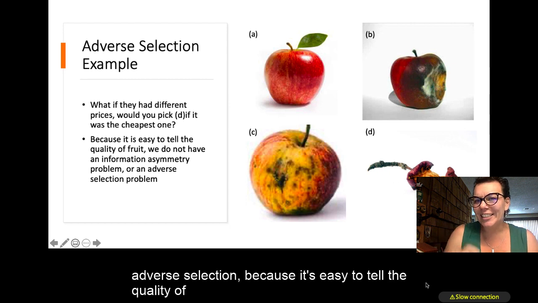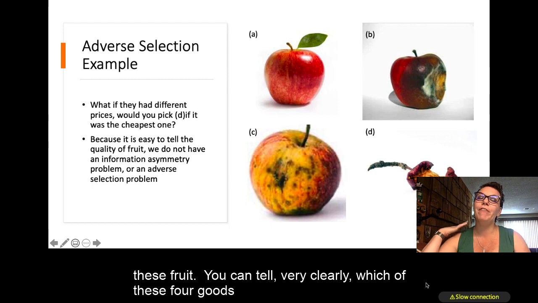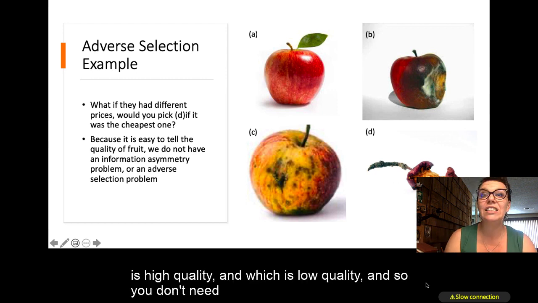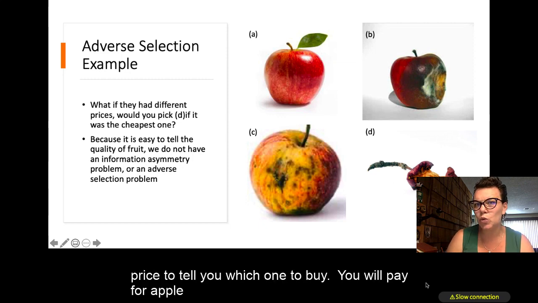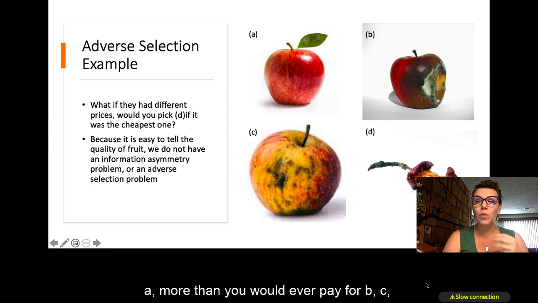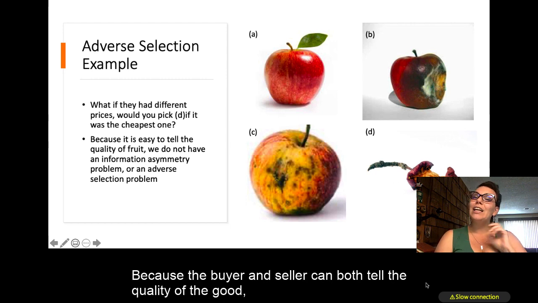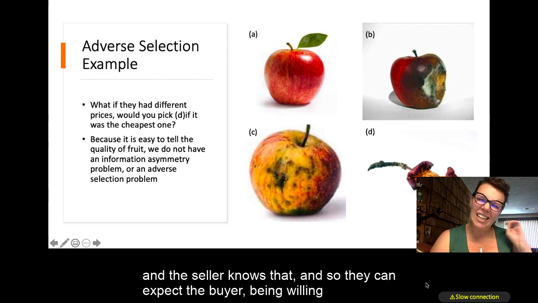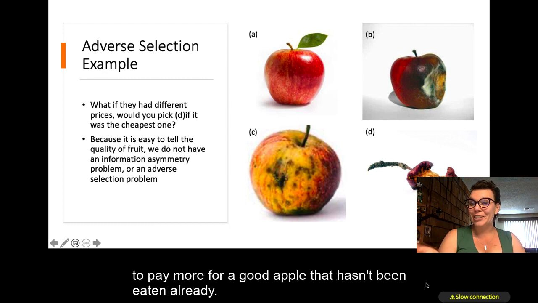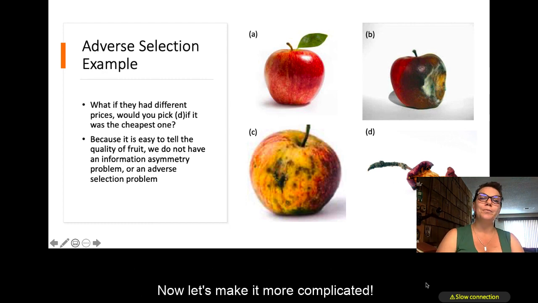This is not adverse selection because it's easy to tell the quality of these fruit. You can tell very clearly which of these four goods is high quality and which is low quality. And so you don't need price to tell you which one to buy. You will pay for apple A more than you would ever pay for B, C, or D. And so we're not going to have an information asymmetry problem because the buyer and the seller both can tell the quality of the good, and the seller knows that, and so they can expect the buyer being willing to pay more for a good apple that hasn't been eaten already.